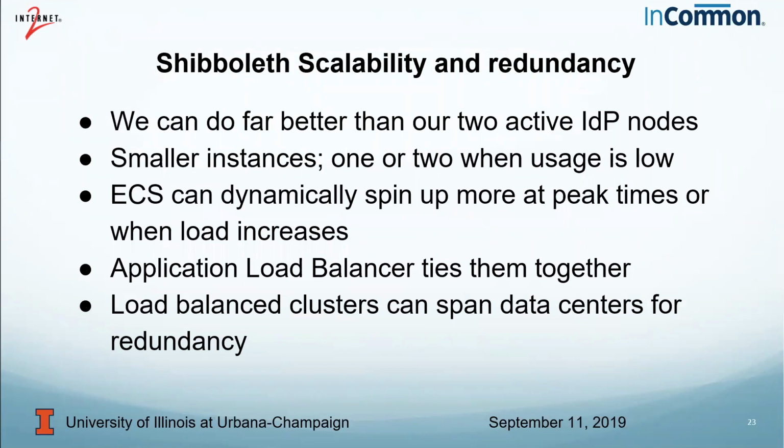So if it's 2 in the morning in the middle of the summer and no one's using it, we can just have this one lone IDP node running out there. If load picks up, like at 9 a.m. on the first day of the semester when all the students are walking into class and logging into their devices, then we can dynamically scale whatever we need to support that load. And then the ALB obviously will front all those connections no matter how many we have running. We can distribute them across regions for redundancy as well.